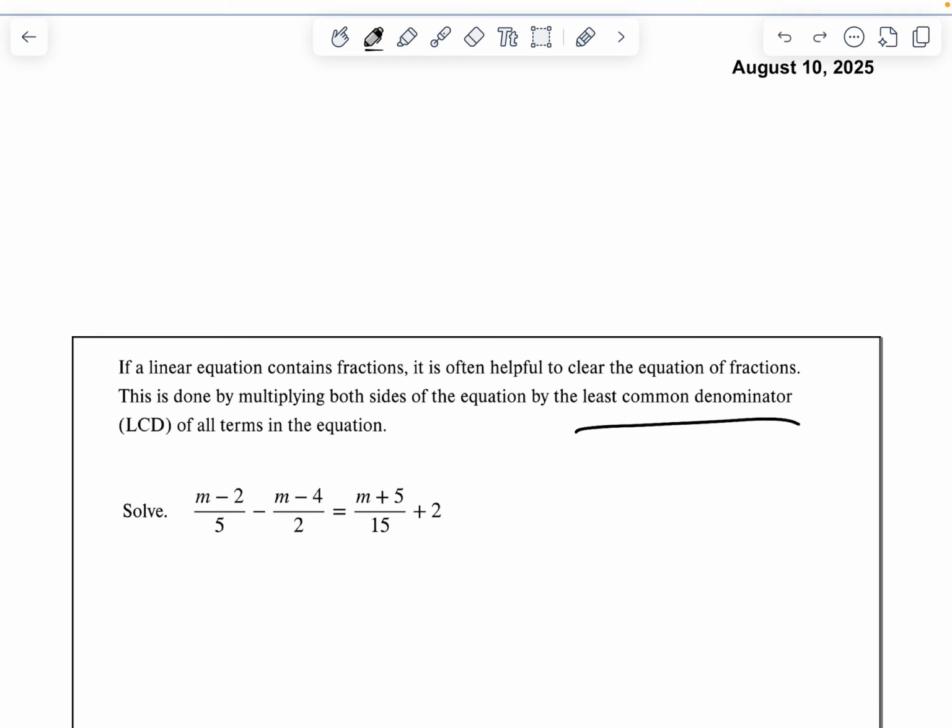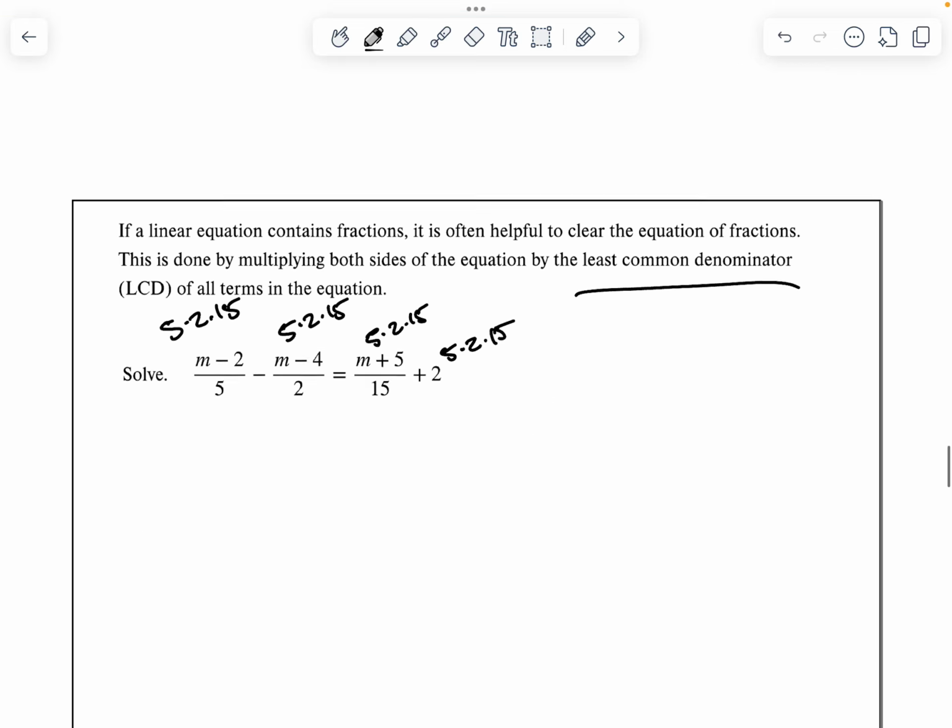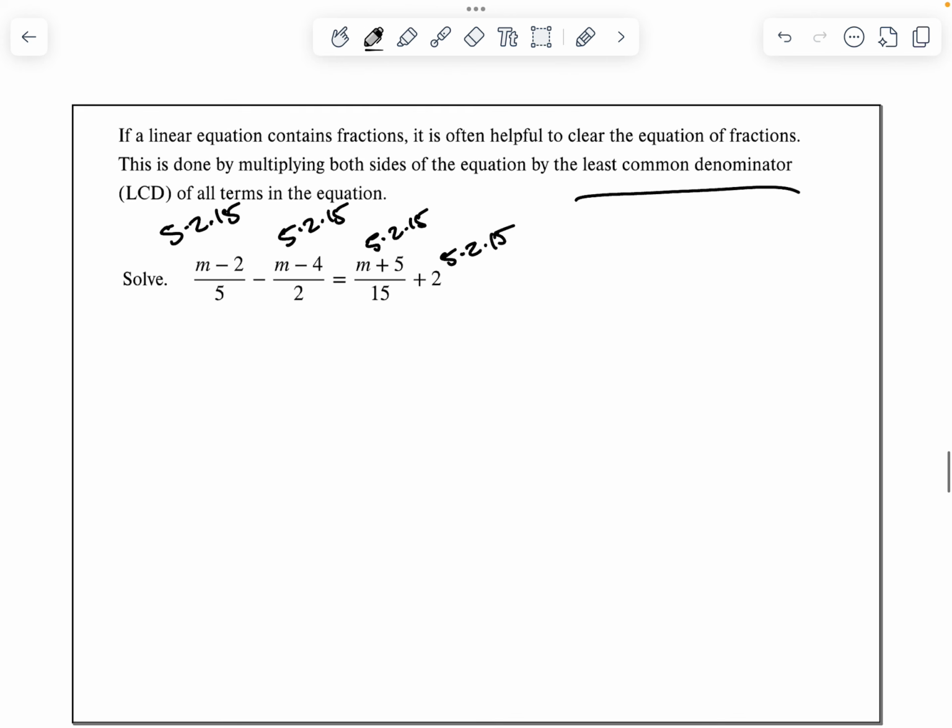So this first one I'm going to multiply by 5, 2, and 15. The second one, 5, 2, and 15. Third one, 5, 2, and 15. And this one over here, even though it doesn't have a denominator, it is a different term. So we have to multiply them all by the same thing. That's a part of that multiplication property of equality.